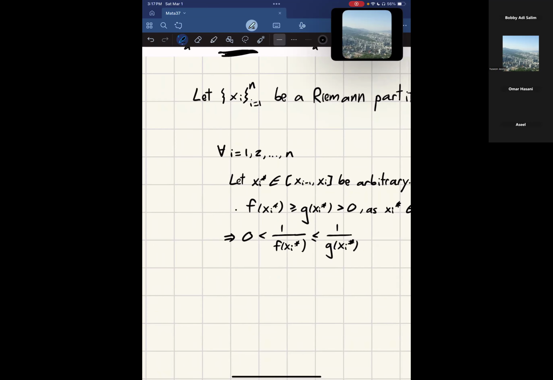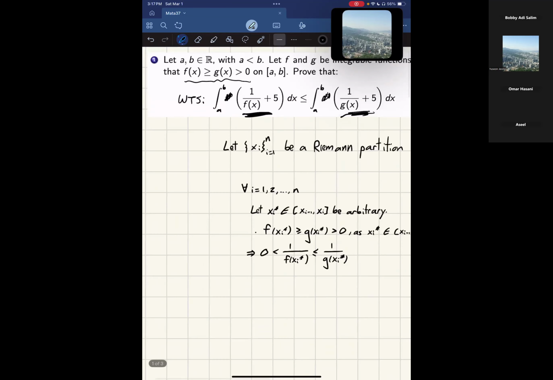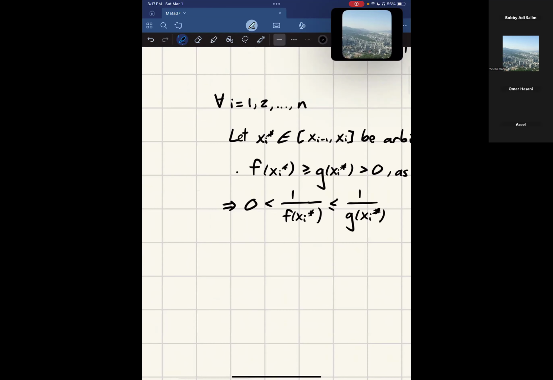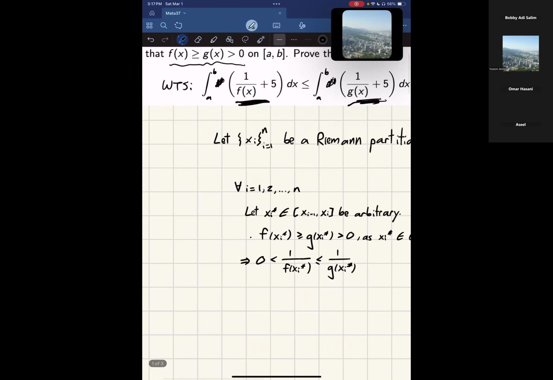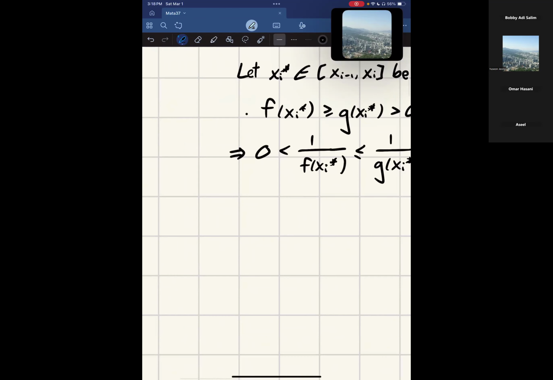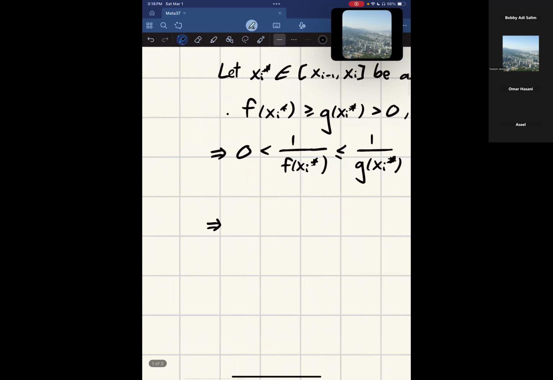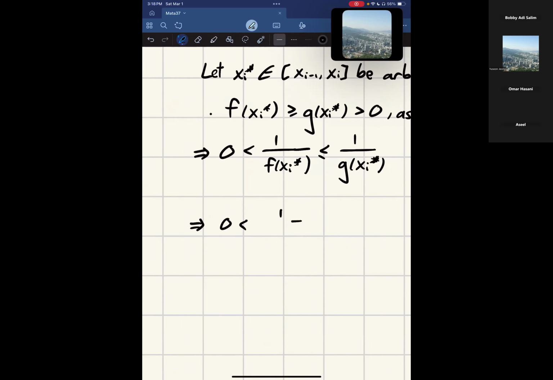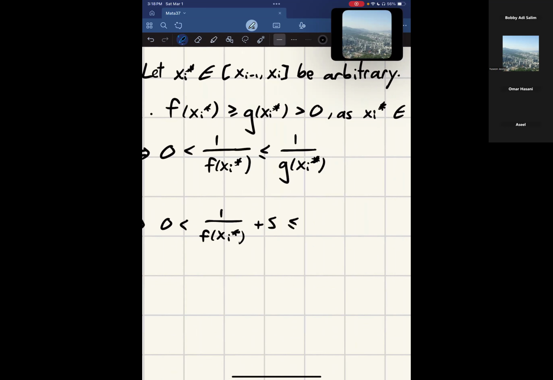Pretty straightforward. We know the reciprocal exists because they're both non-zero. That's in the supposition. Cool. So now that we have this, we can add the 5, because that's what's missing from what we have. So now we can add 5 everywhere. So this then implies, and we could use an if and only if, but implies works just as well, 0 is less than 1 over f of xi star plus 5 less than or equal to 1 over g of xi star plus 5.